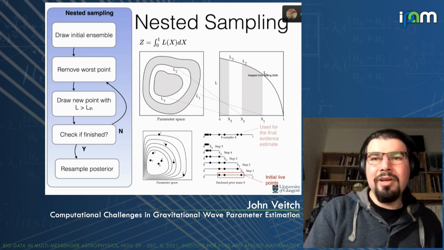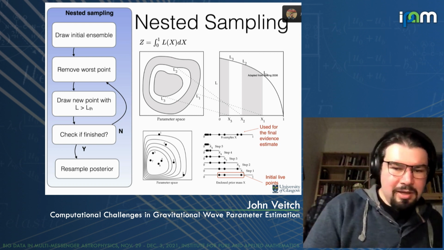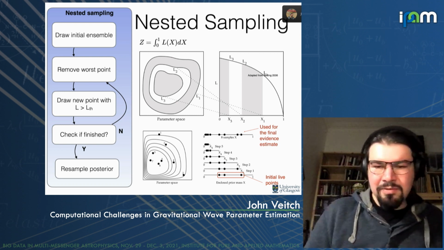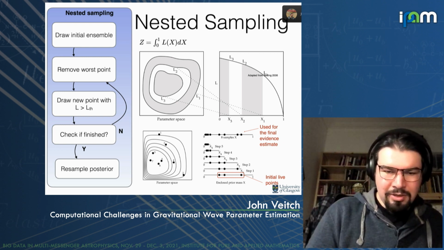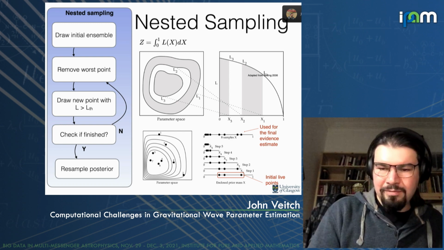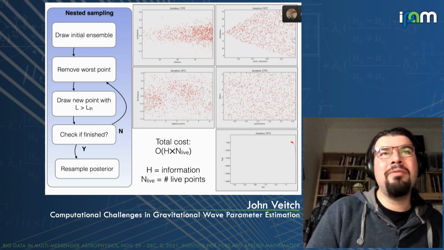Okay, so I should be animating these as I go along. So that is my one slide description of how nested sampling works, and I'll show you in a different way with an actual movie that shows how it works for gravitational wave inference.